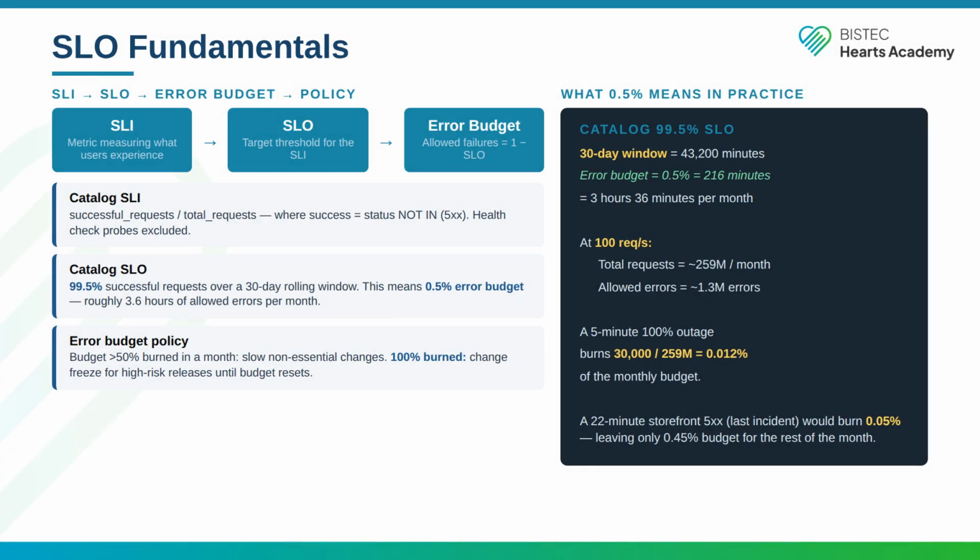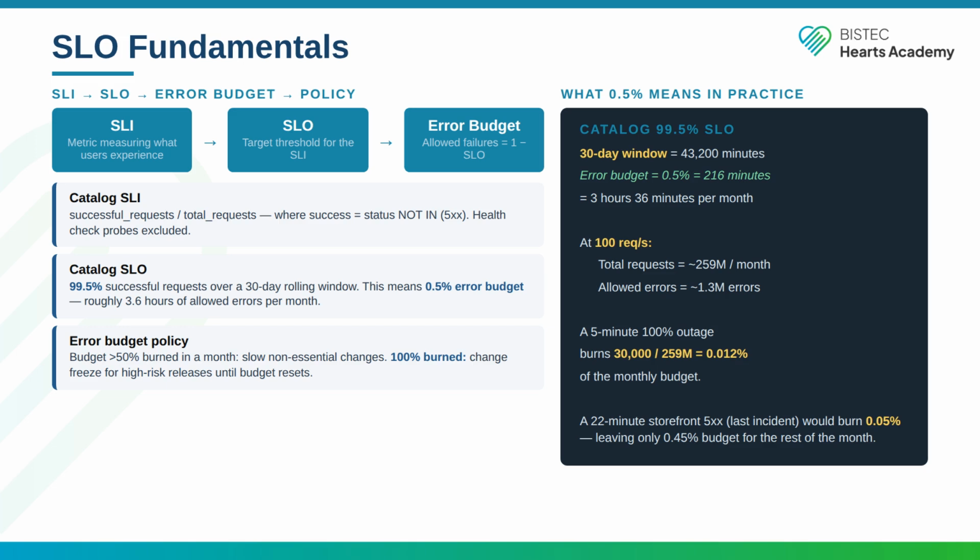Service-level objectives turn the abstract goal, be reliable, into a measurable, actionable number. The chain works in 3 steps. The service-level indicator is the metric that measures what users actually experience. For BISTEC Mart's catalog service, the SLI is the ratio of successful requests to total requests, where success means the HTTP status code is not in the 5xx range. Health check probes from Kubernetes and internal metrics scrapes are excluded. They would skew the denominator without representing real user traffic.